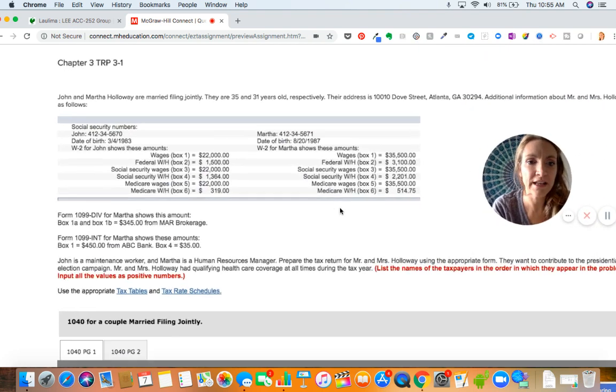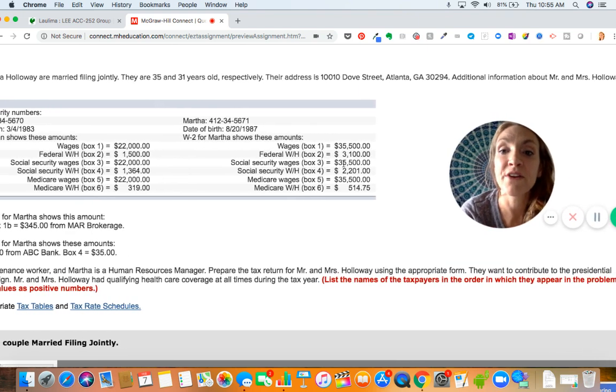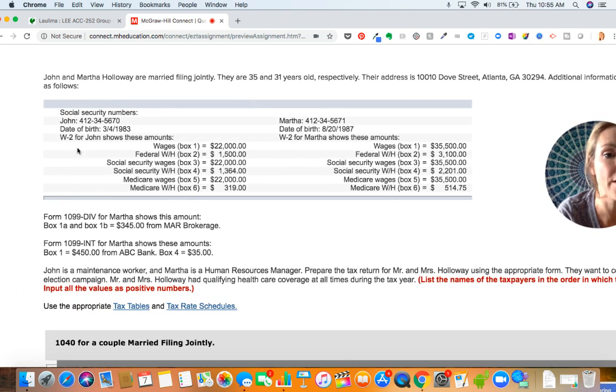So John and Martha are married, filing joint, 35 and 31, their address. Additional information about Mr. and Mrs. Holloway is as follows. So you need the Social Security number, right, to fill out the first page of Form 1040. These are their W-2s. So remember, for wages, you're going to need to add together both of their box 1 wages here. And then for federal payments made, you're going to add together their box 2 wages. Other than that, nothing else you're going to enter on this form.